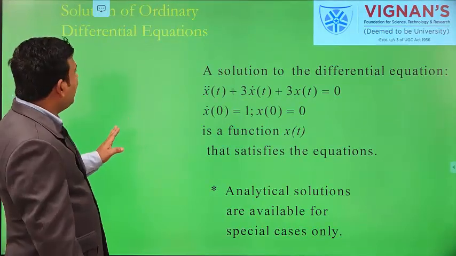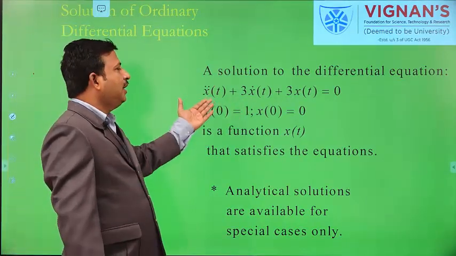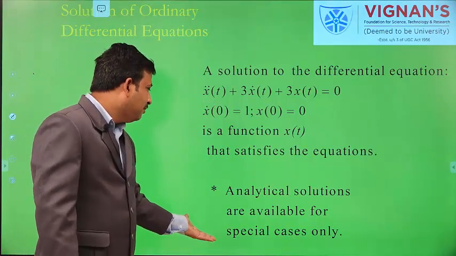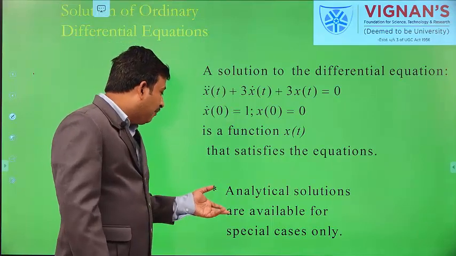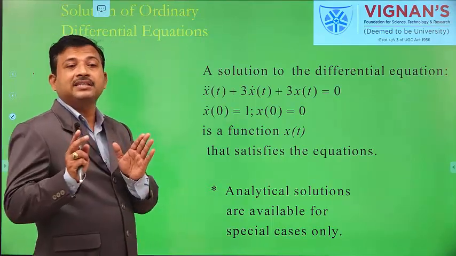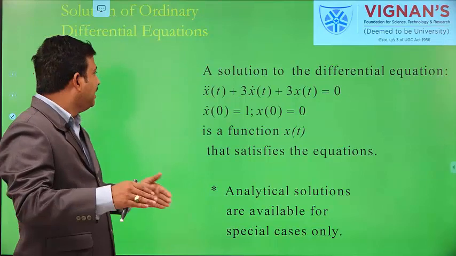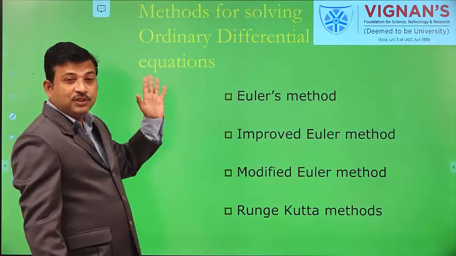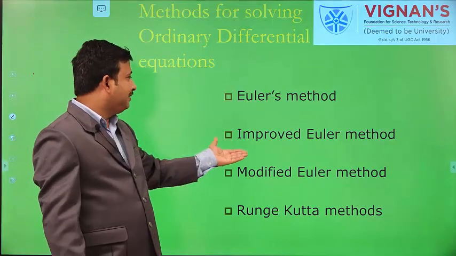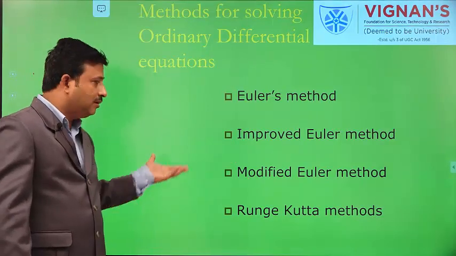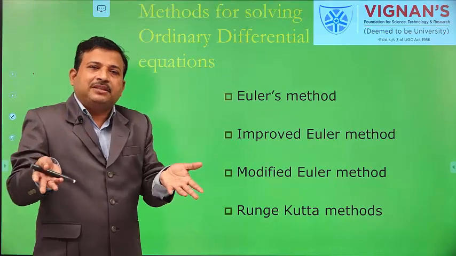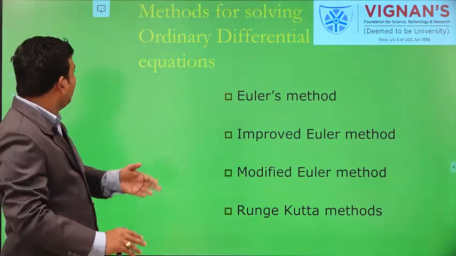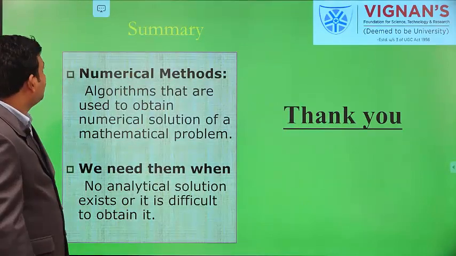Similarly, differential equations: small equations we can solve analytically. If it is a little complex, it is a little difficult for us to find the solution, because analytical solutions are available only for special cases, right? So that is why we use numerical methods like Euler's method, improved Euler method, modified Euler method, and the RK method. There are varieties of methods we need to use, and you will learn how to use them further on, right? So these are the numerical methods you have.